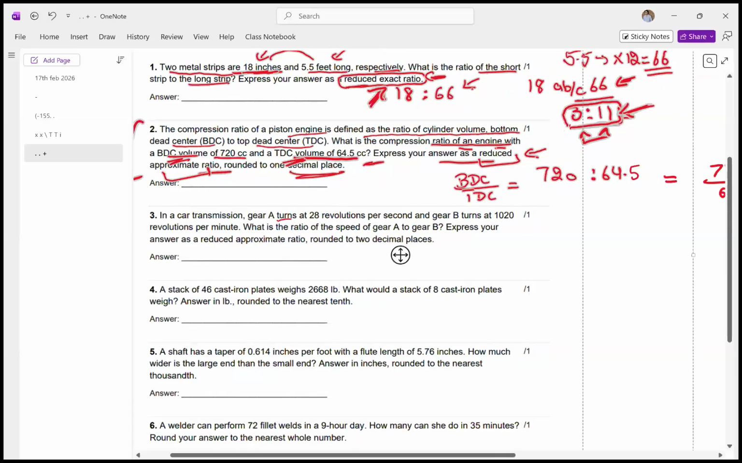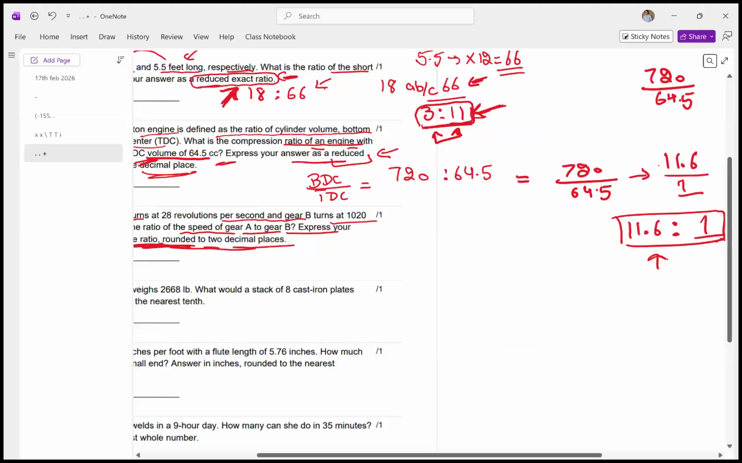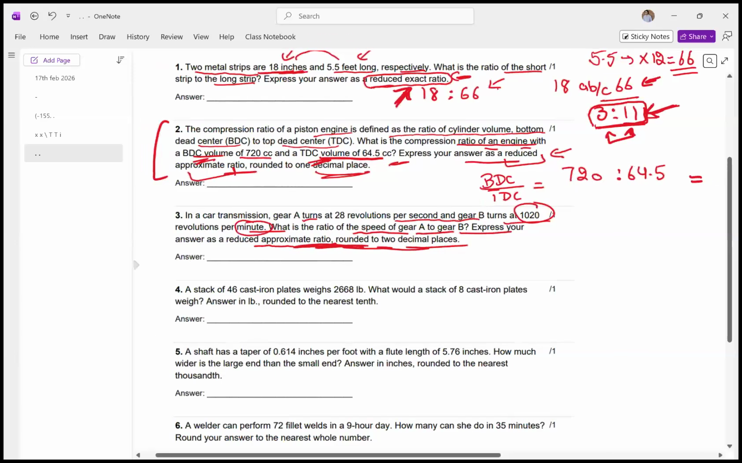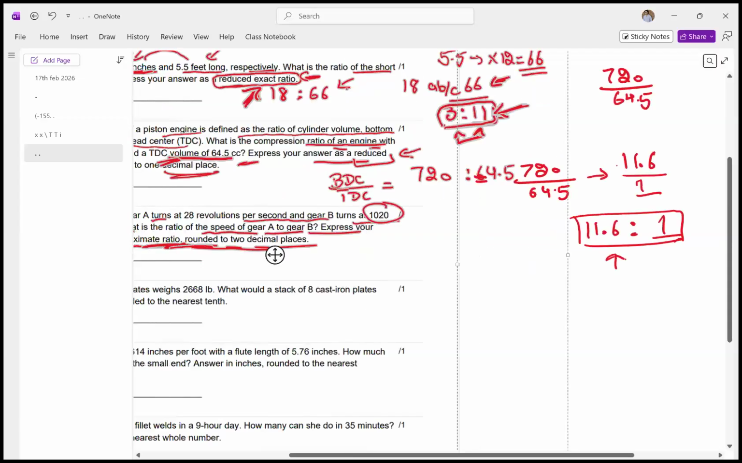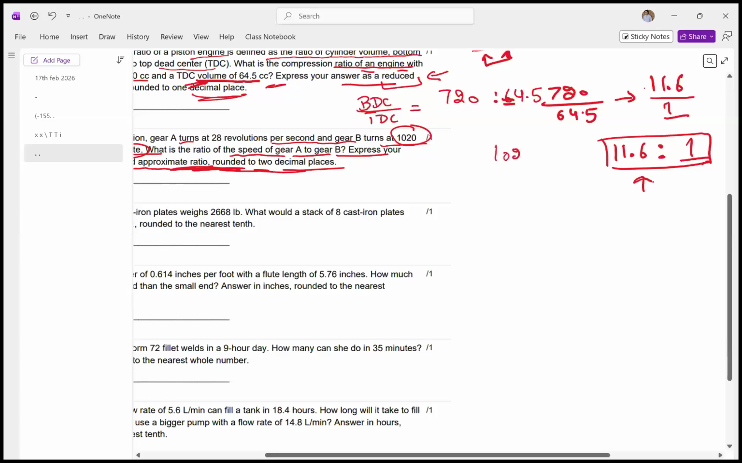A car transmission gear A turns at 28 revolutions per second, B turns at 1020 revolutions per minute. What is the ratio of the speed of gear A to gear B? Express your answer to the reduced approximate ratio. Again, reduced approximate ratio it is asking us. Now how are we going to find it? So first of all, this is 1020 in a minute. That's what's given to me, so I must convert it into seconds. So 1020 divided by 60, and that's going to give me the number as 17.